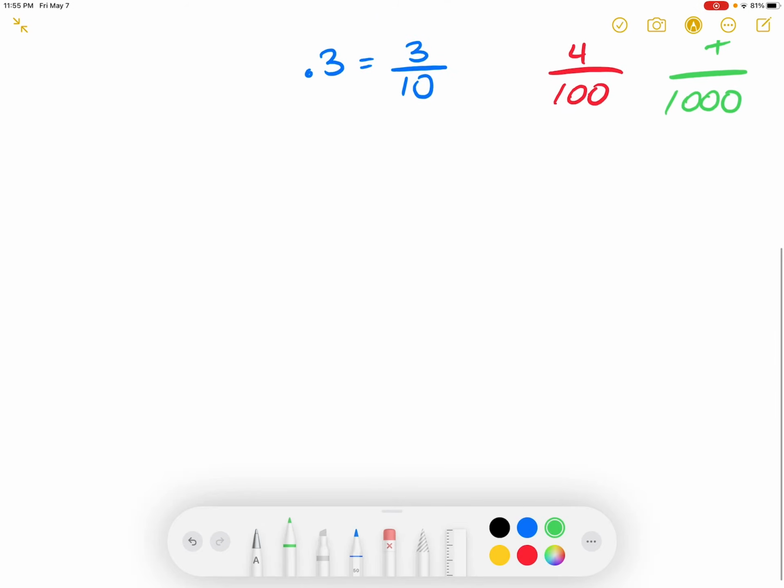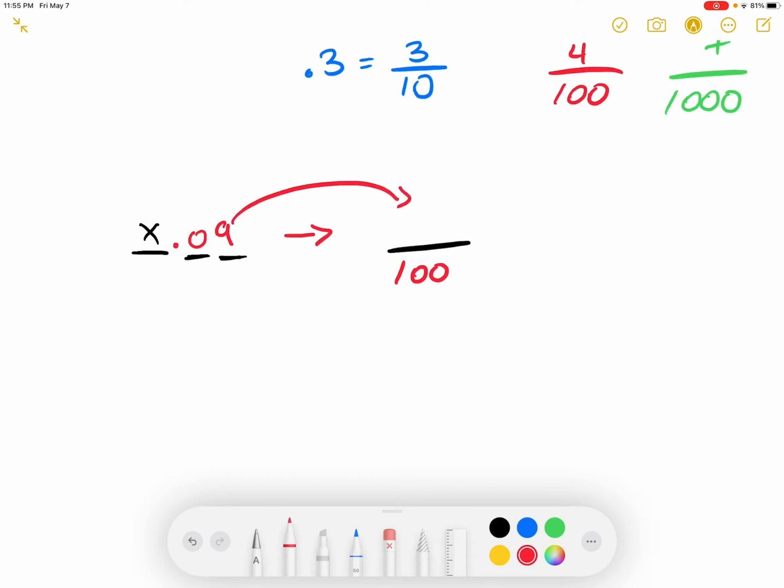So, pretty simple, right? Let's do some examples. I want you to convert 0.09 to a fraction. I'll give you a second. All right, here's how I do it. First, identify what you have. Do I have any whole numbers? No. Do I have any tenths? No. Do I have hundredths? Yep. So it's going to be out of 100. We know that. And what's the number? 9. So it's 9 out of 100.